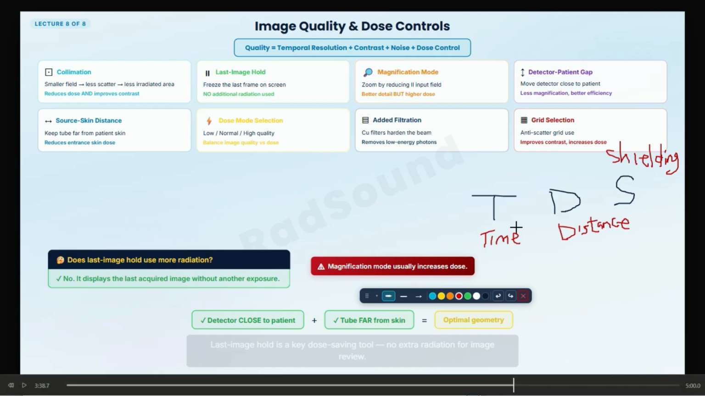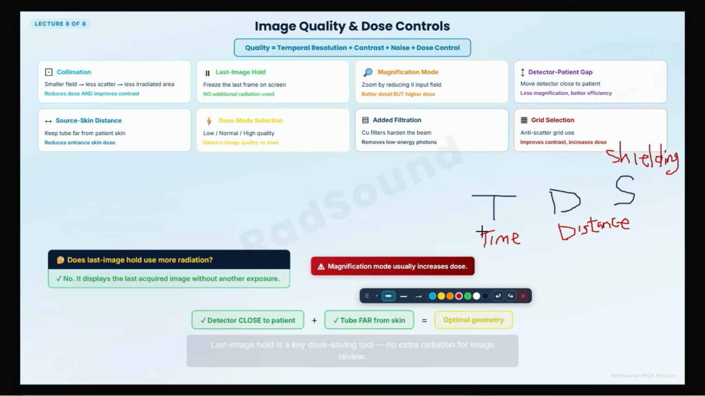Remember, protection depends on the classic triad: time, distance, and shielding. The less time you take, the better the dose optimization, especially if the other parameters are kept constant. Last image hold is very important. Also distance, the inverse square law: you shouldn't go close to the primary source. Stay as far from the patient as possible, and never place your hands in the primary beam or the remnant beam, because they are very strong.